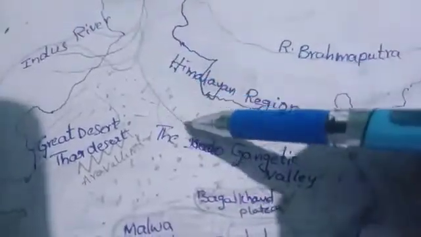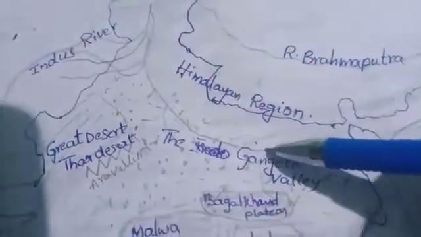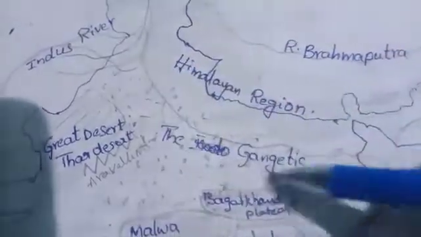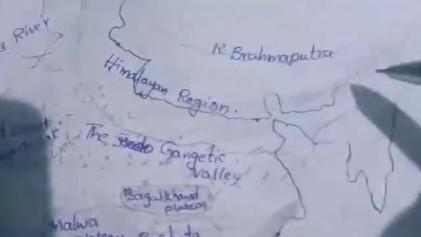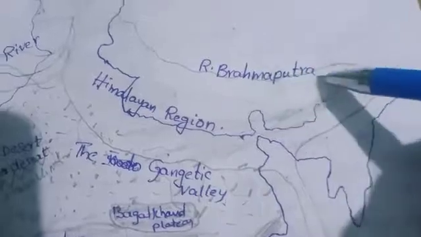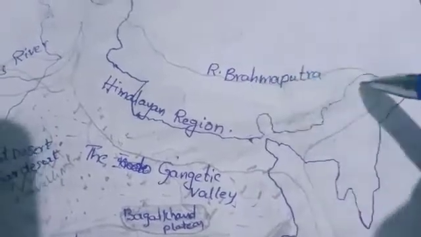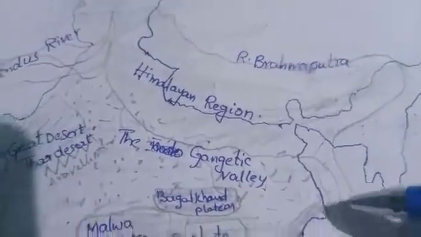And this is the Gangetic Valley. So observe this line. This indicates the Ganga River. So this is the area Gangetic Valley. Next, observe this one, the Brahmaputra River. So this is the area of the Brahmaputra Valley.